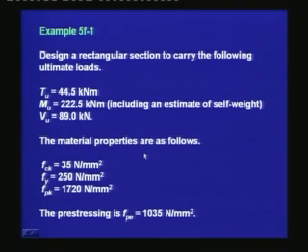The material properties are as follows: Fck is equal to 35 Newton per millimeter square, Fy, the yield stress for both the longitudinal and the transverse reinforcement, is equal to 250 Newton per millimeter square, Fpk, the characteristic tensile strength of the prestressing steel, is equal to 1720 Newton per millimeter square, and the intended prestressing Fpe is equal to 1035 Newton per millimeter square. This value is the effective prestress after the losses.